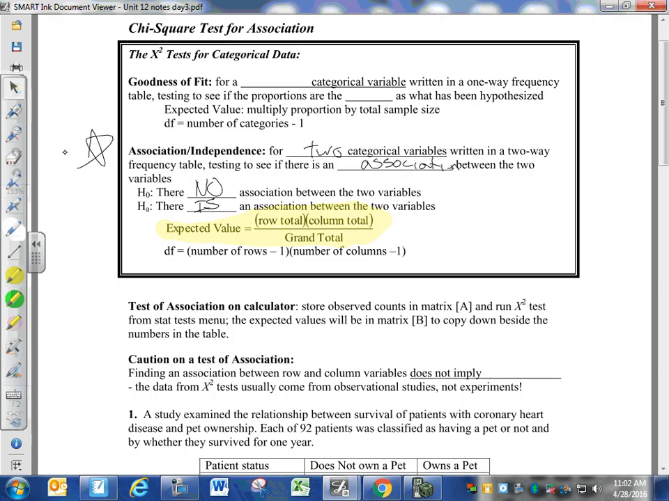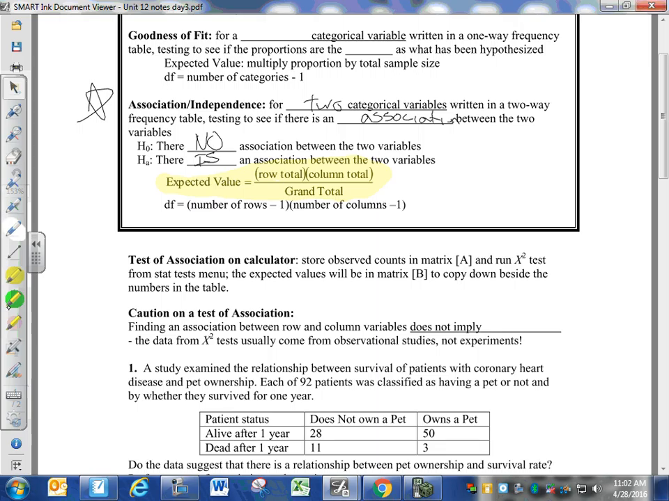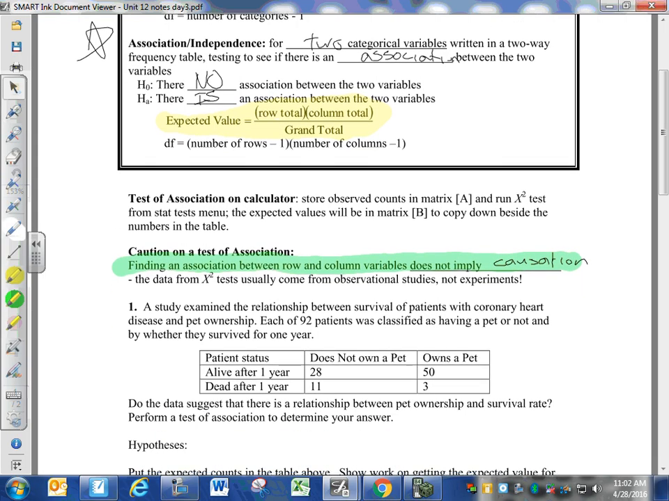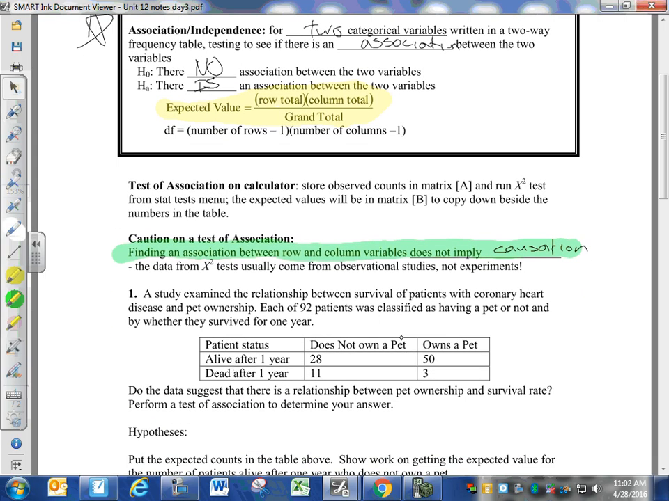Okay. Now, it's important, though, finding an association using this chi-square test does not imply causation. They might be associated, but we do not know if one's going to cause the other. So there might be a relationship between owning a pet and living longer, but we cannot say definitively, oh, you have a coronary heart disease? Here, buy a pet, you're definitely going to live longer. There could be other factors at play, okay?